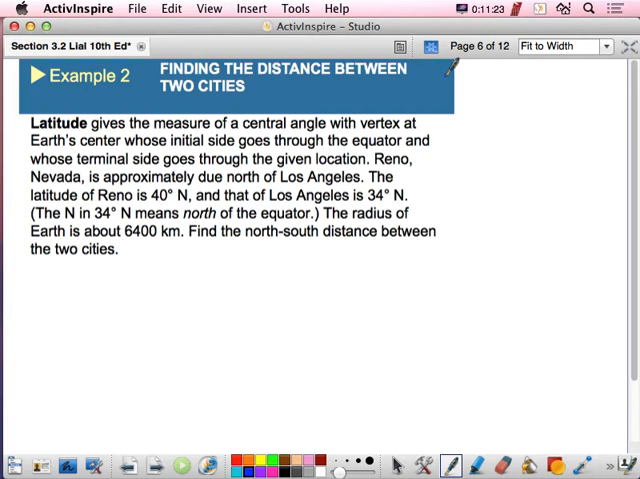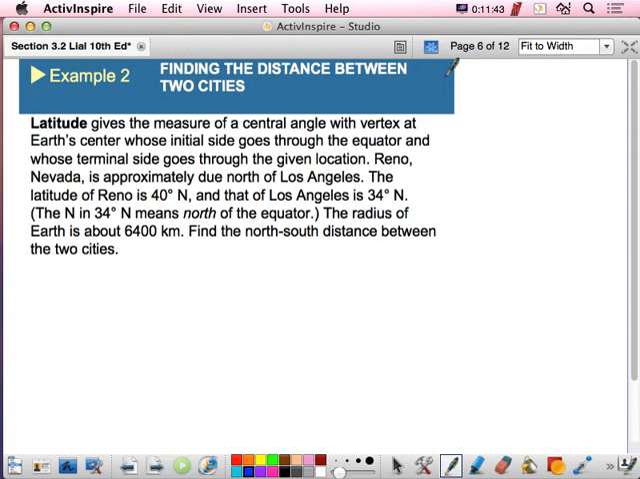To the north of what? The equator. Latitude is always given with respect to the equator. So 40 degrees to the north, and Los Angeles is 34 degrees to the north of the equator. The radius of the Earth is about 6,400 kilometers. We would like to use that information to find the north-south distance between those two cities.